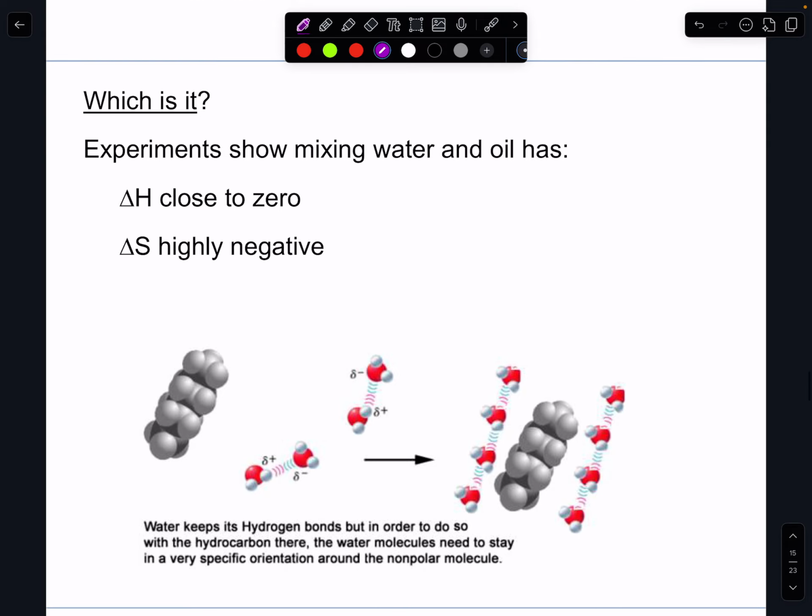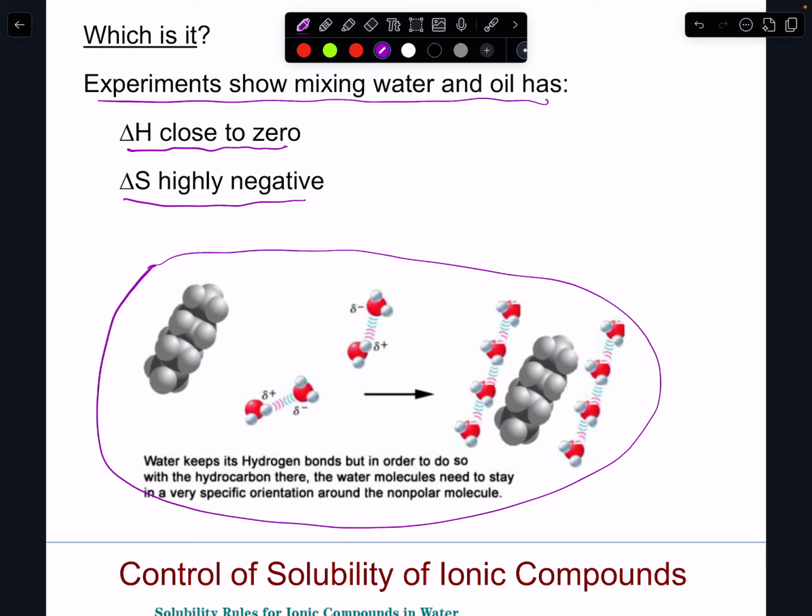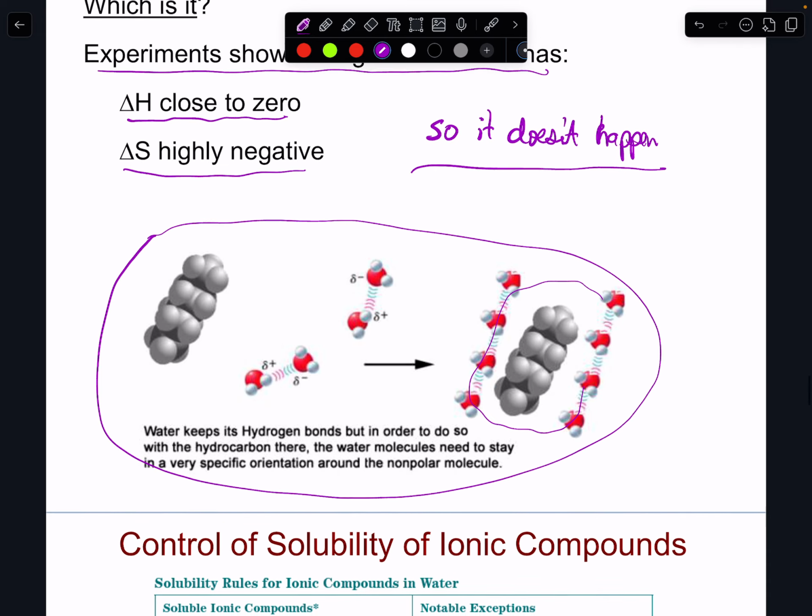In fact, if you do experiments, when you mix small amounts of oil and water, delta H is very close to zero, and delta S, experimentally measured, is highly negative. That says the correct explanation is that the water makes essentially a cage around the oil molecules and leads to lower entropy. And that's bad, so it doesn't happen. So the reason oil and water don't mix is because if they were to mix, the water would have to decrease its entropy a lot without any gain in enthalpy, in stability enthalpy-wise. So that's why it doesn't happen.